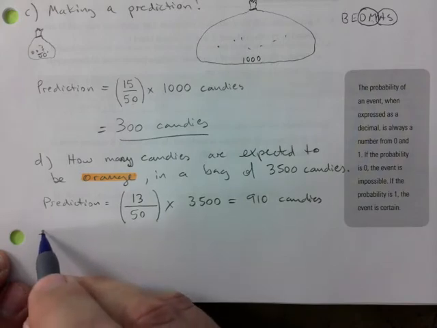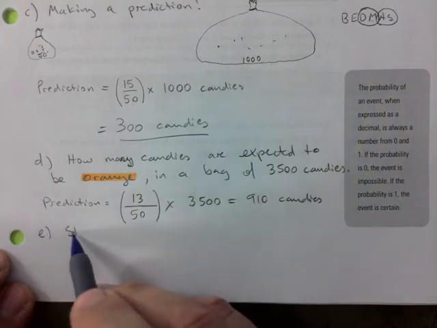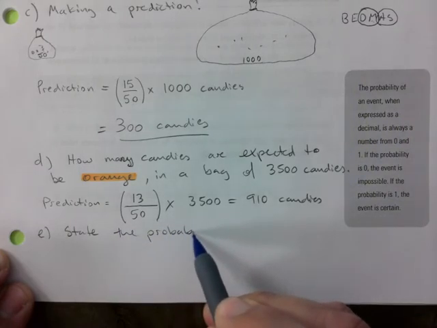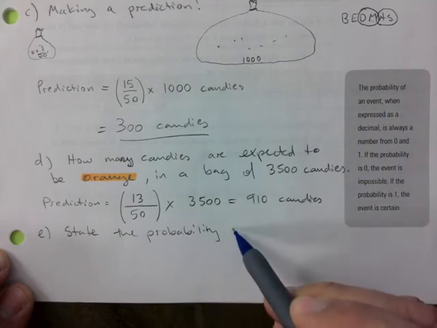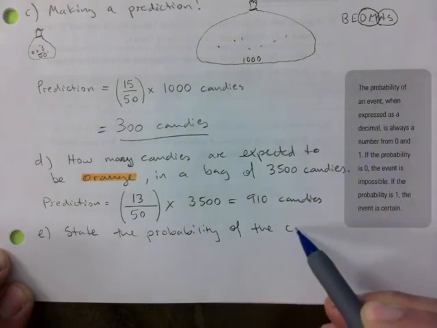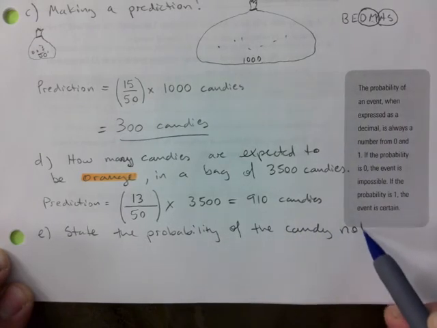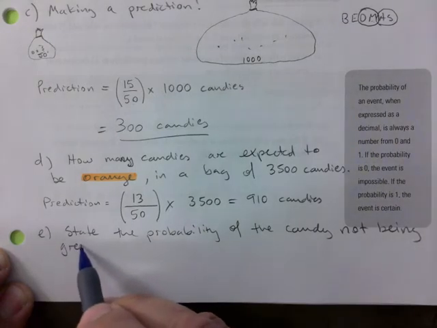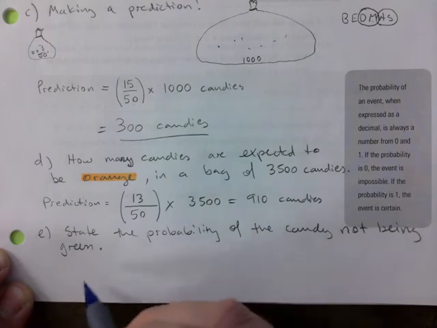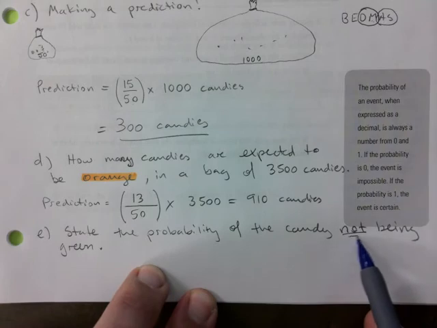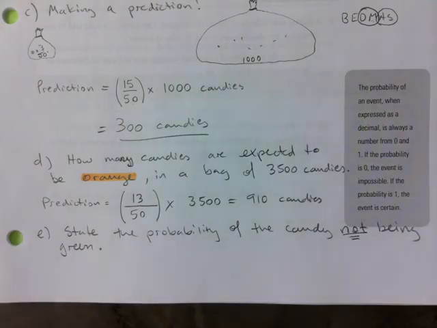One more here. Ready? State the probability of the candy not being green. Probability of not green. That's very important. Yeah, in the bag of 50. We're going back to the 50 bag.